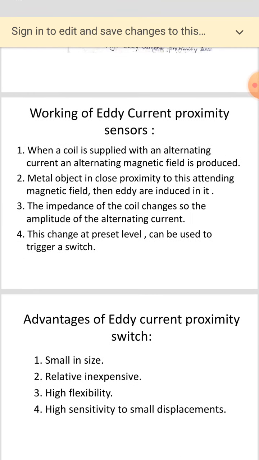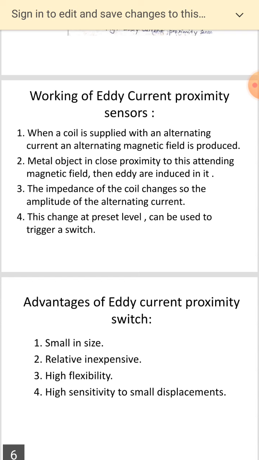So now we'll see the working. When a coil is supplied with an alternating current, an alternating magnetic field is produced. If there is a metal object in close proximity to this alternating magnetic field, then eddy currents are induced in it. The eddy currents themselves produce a magnetic field which distorts the magnetic field responsible for their production. Consequently, the impedance of the coil changes, and so does the amplitude of the alternating current. This change at some preset level can be used to trigger a switch.